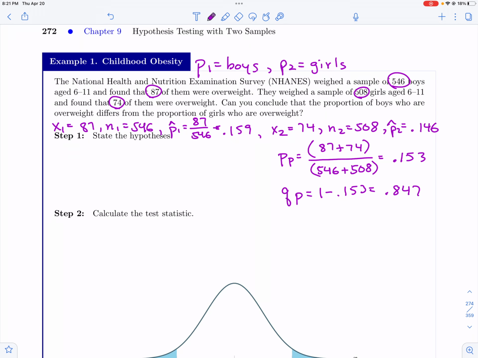Can we conclude that the proportion of boys who are overweight differs from the proportion of girls who are overweight? So again, differs is going to be a equals not equals situation. So P1 is not equal to P2. H naught is P1 is equal to P2. All right, so let's go ahead and calculate our test statistic.